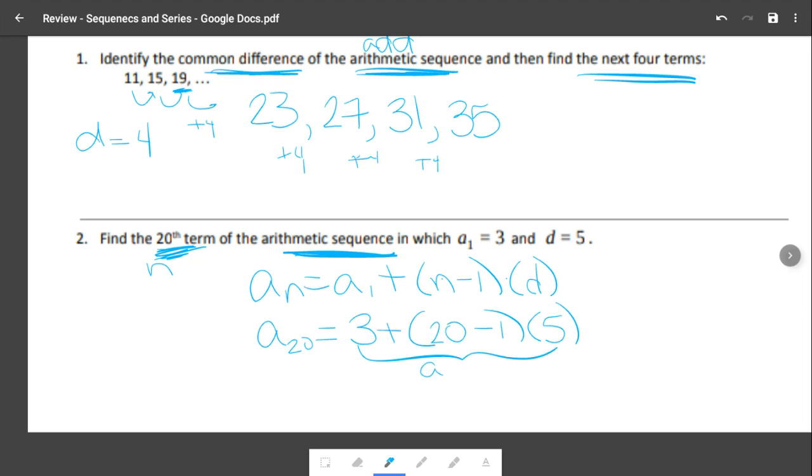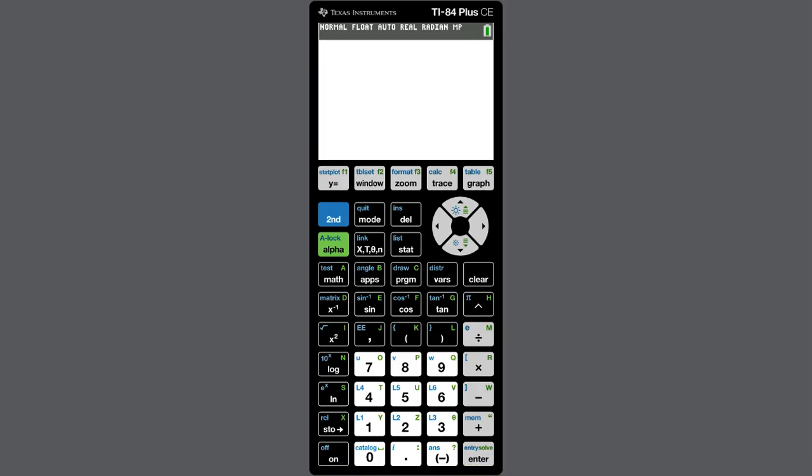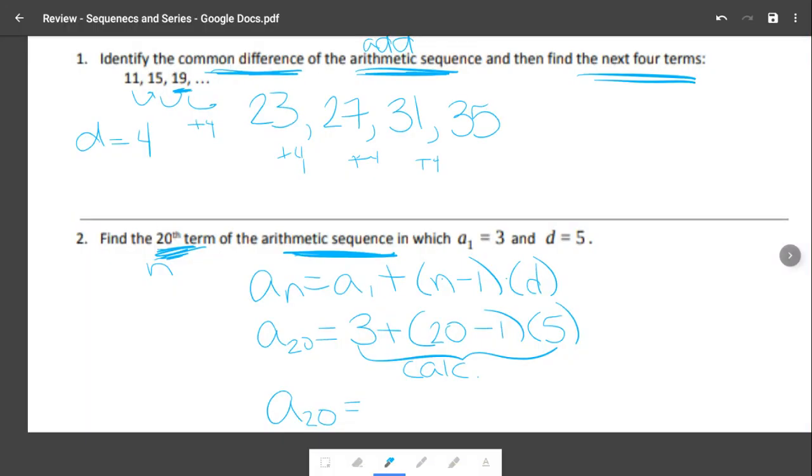If I were you, I would plug this straight into my calculator. So we have 3 plus 20 minus 1 times 5. And you should get 98. There is your 20th term.